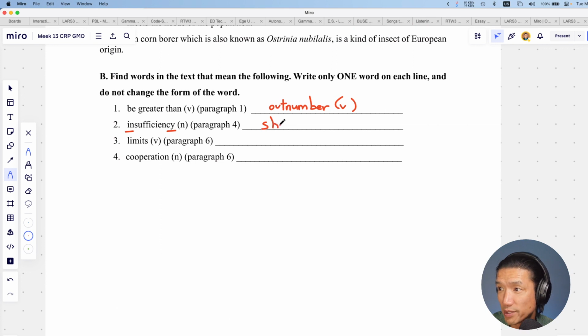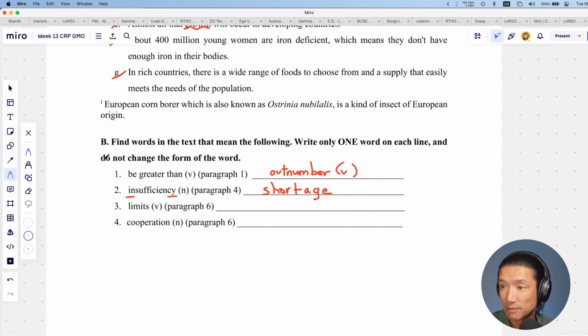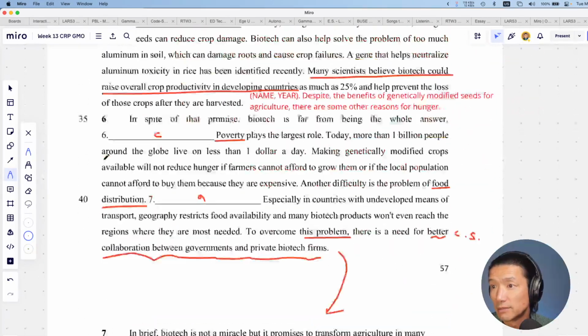If we are short of something, then we have a shortage. Okay, that's the noun. Good. Okay, we're looking for a verb in paragraph 6 that means limits, to make it less, or to not let something go over a certain amount, to limit something.